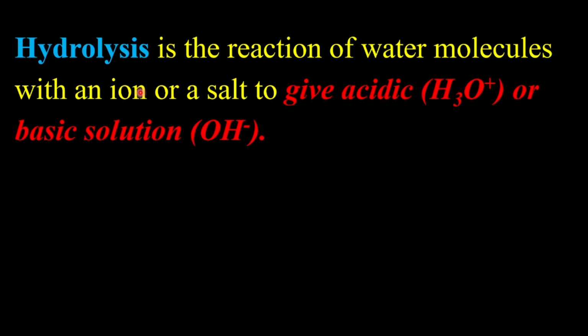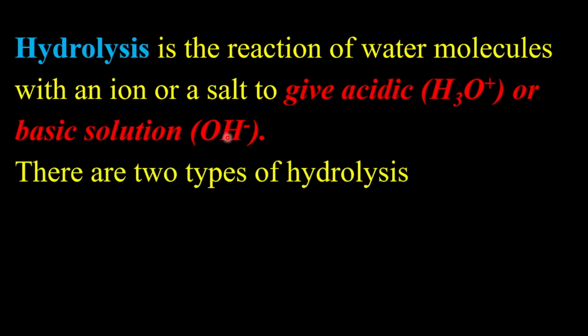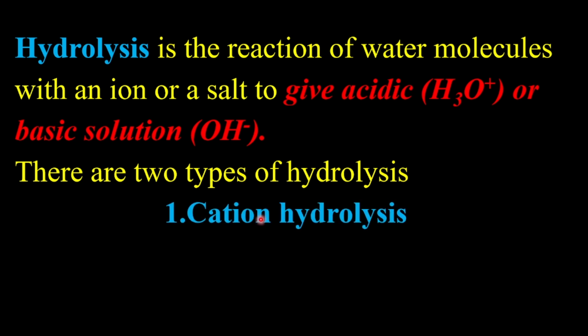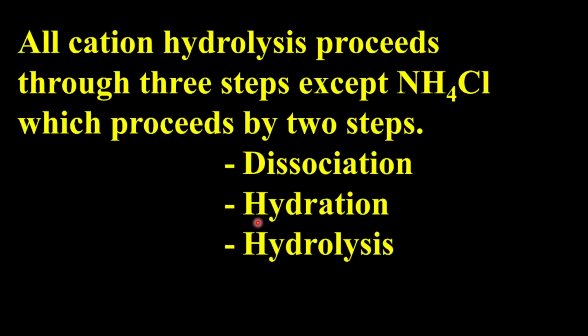Now let's look at what we call hydrolysis. This is the reaction of water molecules with an ion or a salt to give an acidic or basic solution. Take note, in this hydrolysis we are dealing with ions, not neutral atoms. So when we react that, we are supposed to get H3O+, or a basic solution, which is OH-. Now we have two types of hydrolysis, that is cation hydrolysis and anion hydrolysis. You will understand this as we progress.